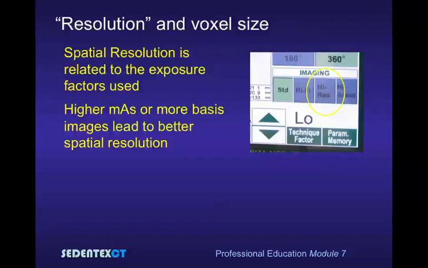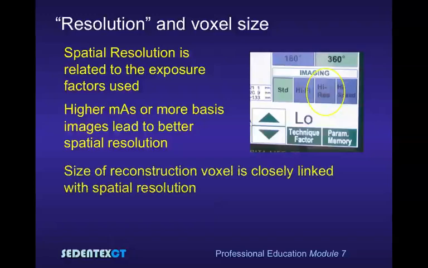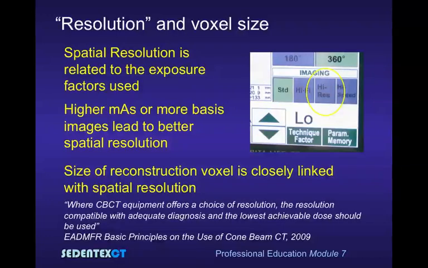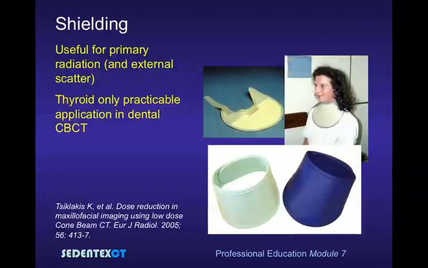High resolution is usually achieved either through increasing the mAs or using more basis images. The size of the reconstruction voxel is also closely linked with spatial resolution. The EADMFR basic principles on the use of cone beam CT stated that where CBCT equipment offers a choice of resolution, that resolution compatible with adequate diagnosis and the lowest achievable dose should be used. In other words, high resolution options should be very cautiously and carefully selected because of their dose implications.